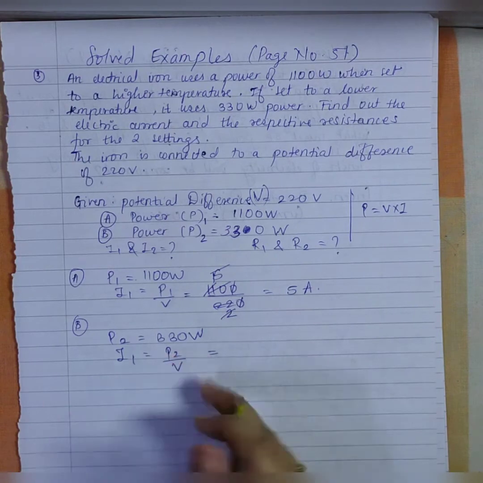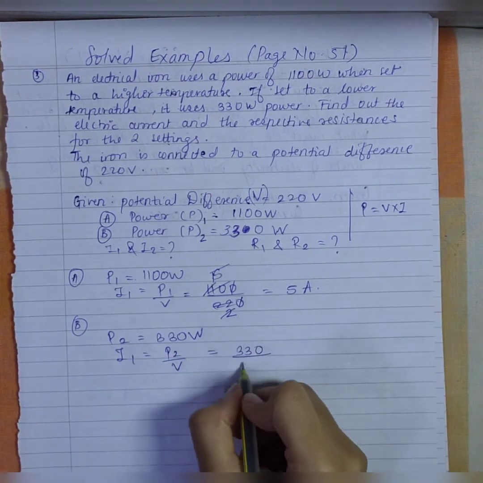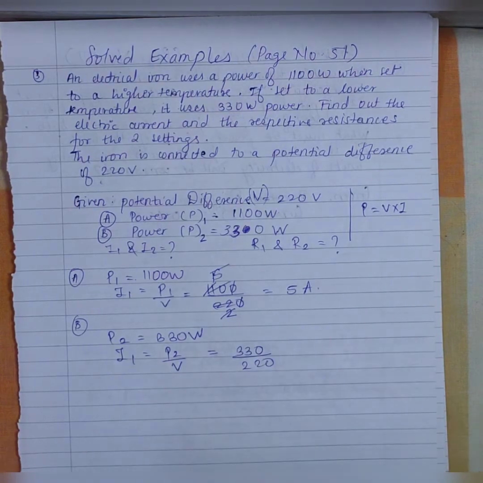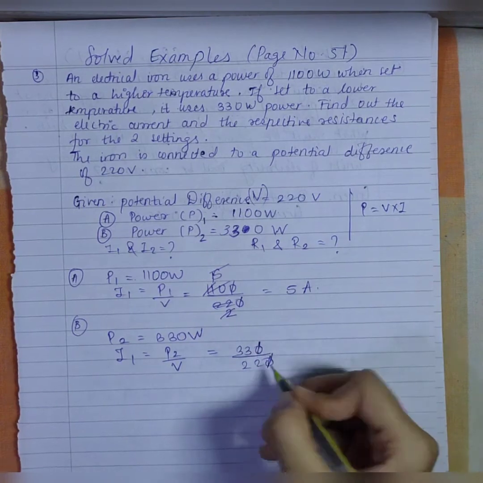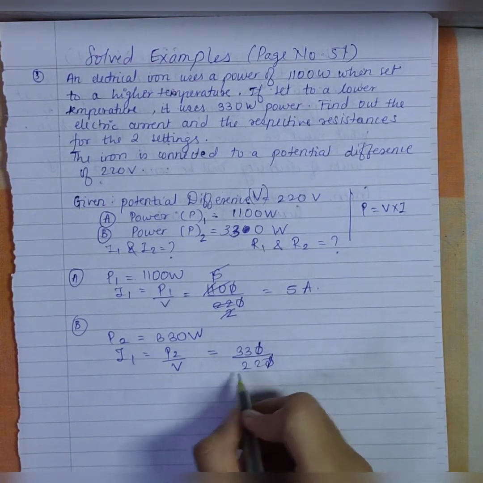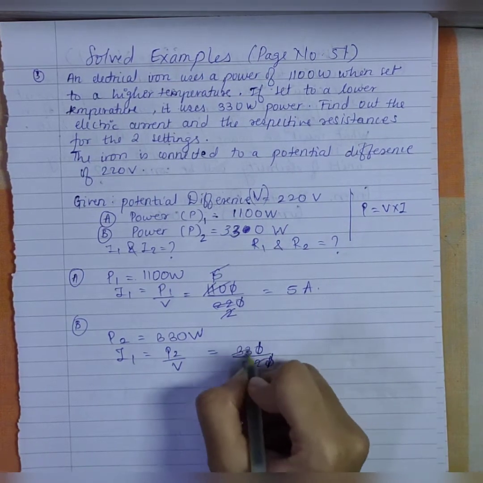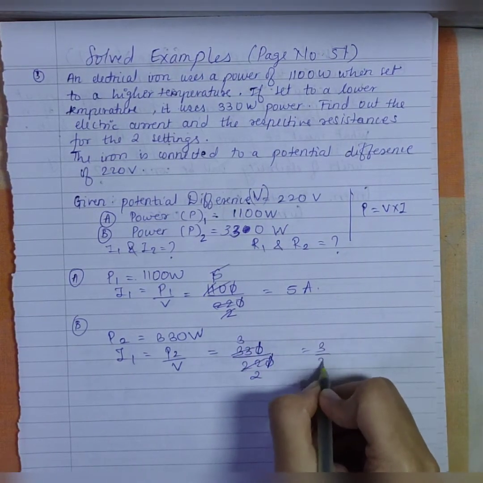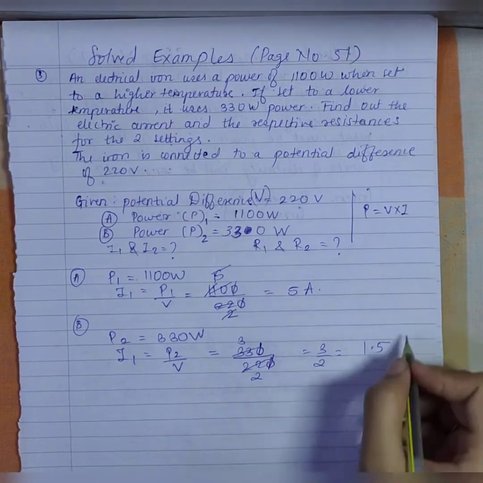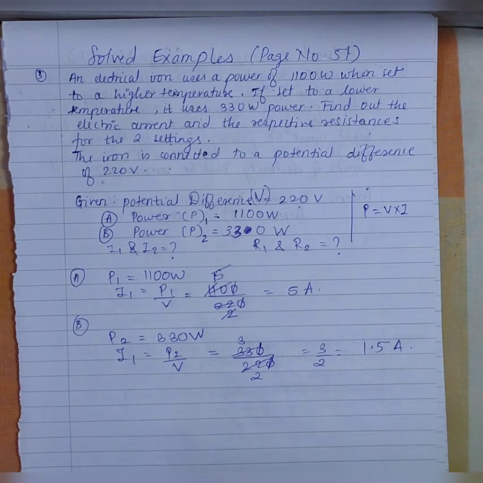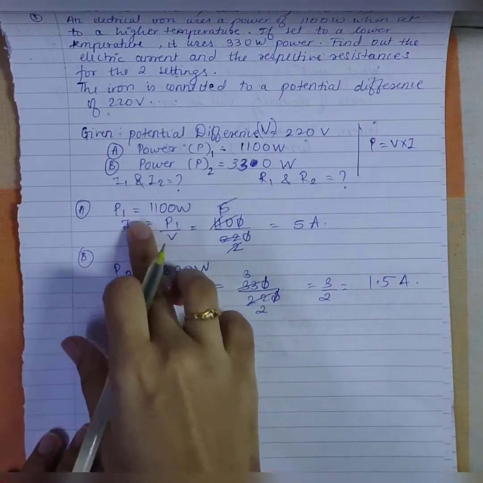That is equal to P2 is what? 330 upon V is what? 220. So after solving this, what will you get? The zeros cancel, and then you can divide this by your 11th table. 11 twos are 22, 11 threes are 33. This is 3 by 2, and you know 3 by 2 is nothing but 1.5 ampere. So this is I1 and I2.